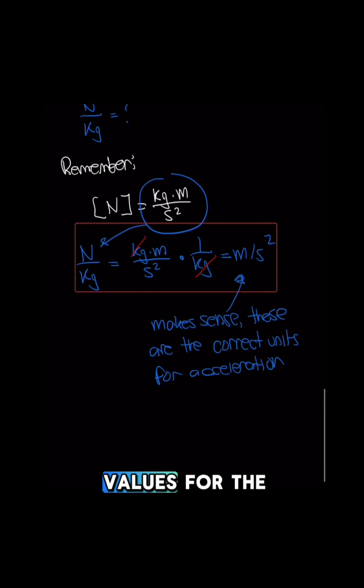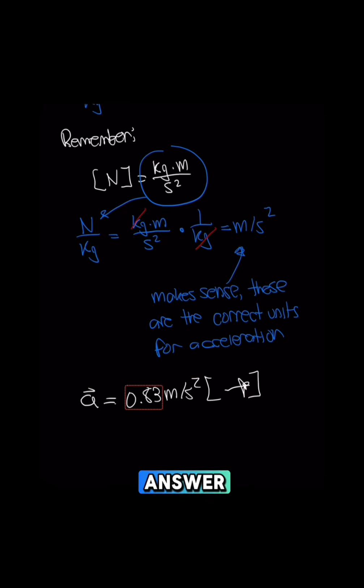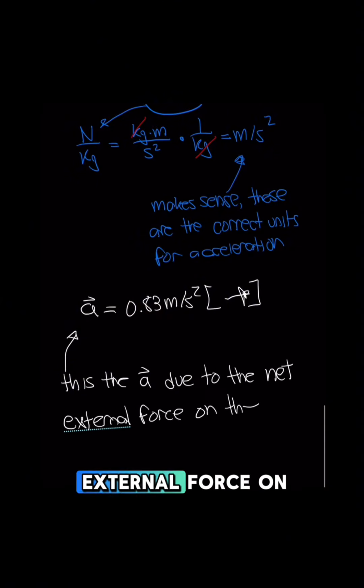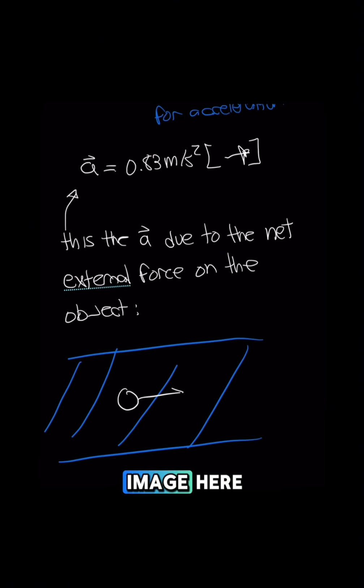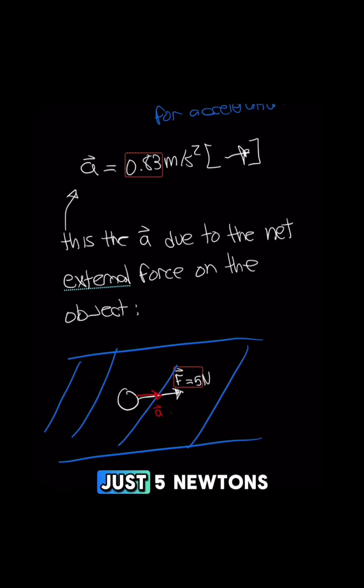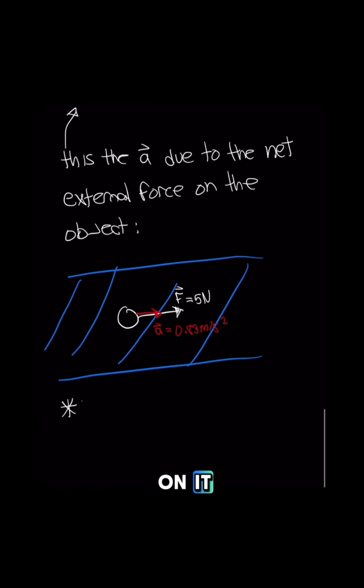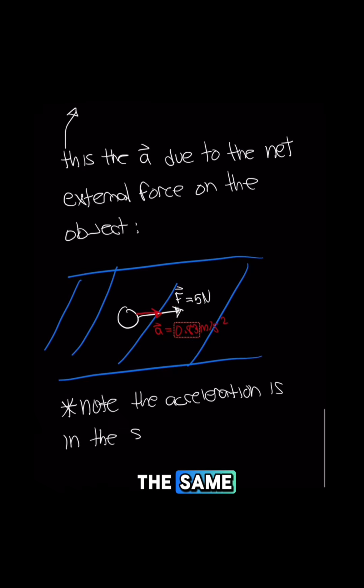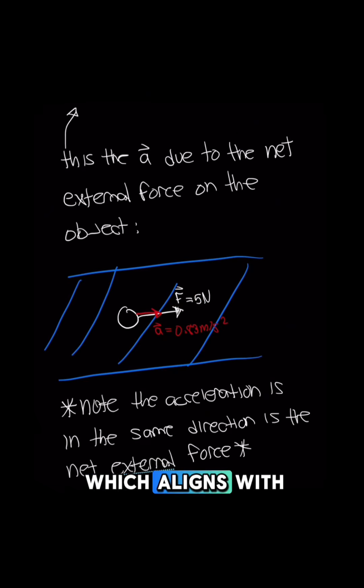Plugging both these values for the units and the amplitude in, we get this final answer, and this is the acceleration due to the net external force on the object. So if we go back to our image here, the net external force on the object is just 5 newtons because that's the only force acting on it. And we can note that the acceleration is in the same direction as the net external force, which aligns with Newton's second law.